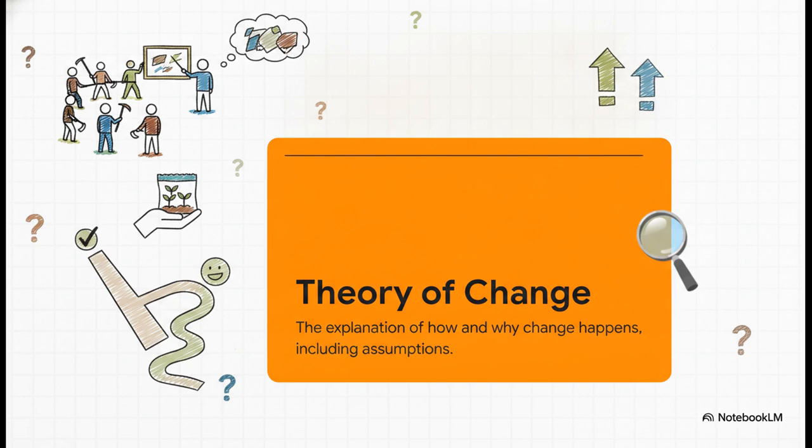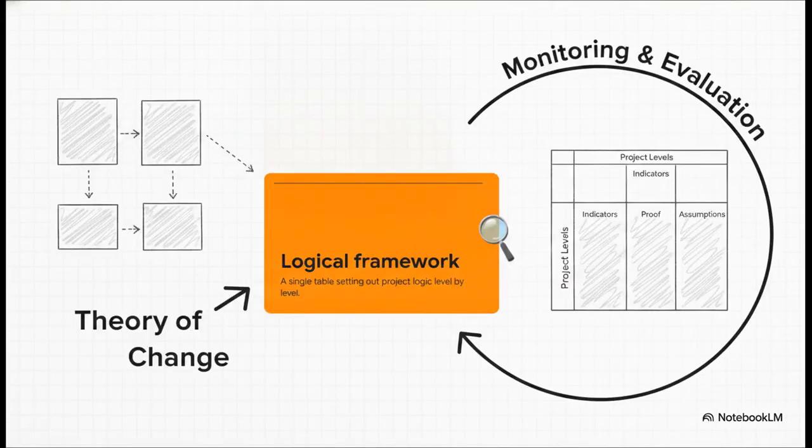And when you take that entire chain of logic we just talked about, your inputs, outputs, outcomes, and your theory of change, and you package the whole thing into one clean, structured summary table, you get what we call a logical framework, or a log frame. It is a game changer for any NGO because it puts your project levels right next to your indicators, your proof, and those key assumptions we just mentioned.